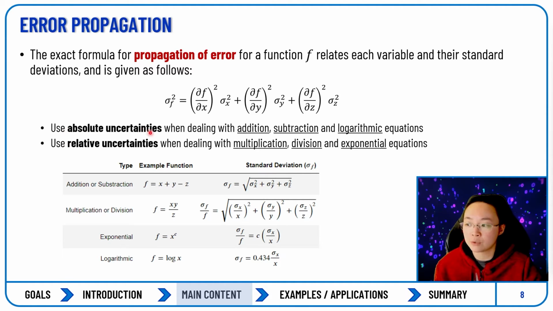For absolute uncertainties, we use them if we're dealing with addition, subtraction, and logarithmic equations. We use relative uncertainties, where we have sigma of the function divided by the function is equal to basically just a percentage for each one, when we deal with multiplication, division, and exponential equations. Just keep that in mind when you're propagating error and everything's uncorrelated with each other, we can simply apply this. There are modifications to how we apply this equation when we do have two variables that are correlated with each other, and those are things that we won't worry about in this course.